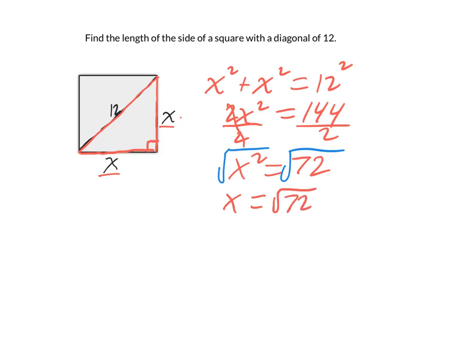Now we want to try to simplify that if we can. You could use the factor tree method. I'm going to use a little bit quicker method that I like to use, which is recognizing that 72 is really 36 times 2. So that's the square root of 36 times the square root of 2. And I picked that because I know 36 is a perfect square. And so that simplifies to 6 times the square root of 2, or 6 rad 2. And that is the length of the side of our square.